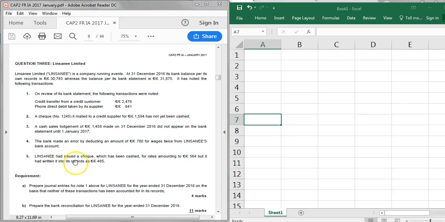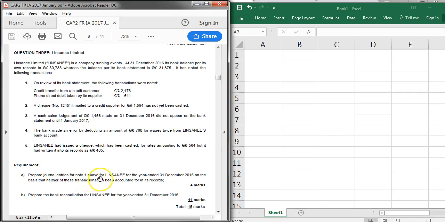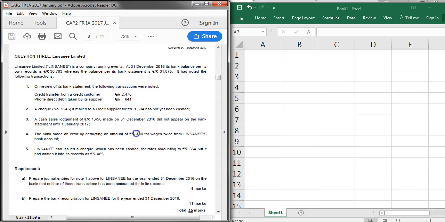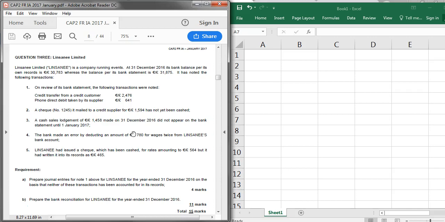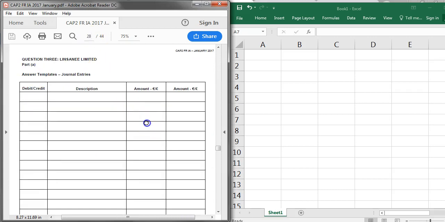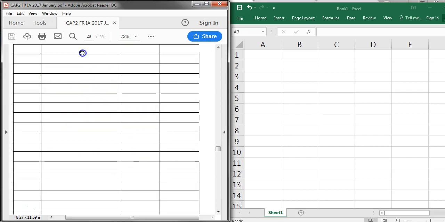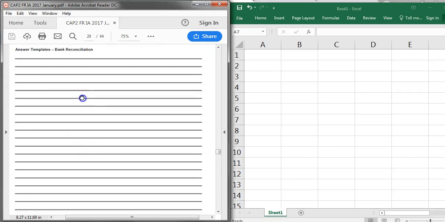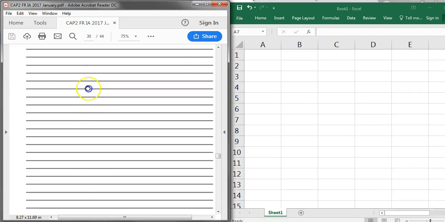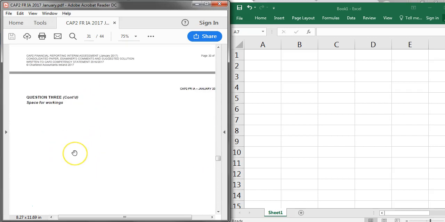assessment. So in part A, you're asked to prepare journal entries for note 1 on the basis that neither of them had been accounted for, and then prepare a bank reconciliation at the end of the year. Now the first thing to note is you will be given a solution workbook with an already pre-populated or laid out format. So for example, for question 3, if we look at the workbook, they give you a template like this for the journal entries, so you just have to fill in debit or credit and the account. And then for the bank reconciliation, they give you lined pages, like a foolscap page, and then they give you space for workings as well.